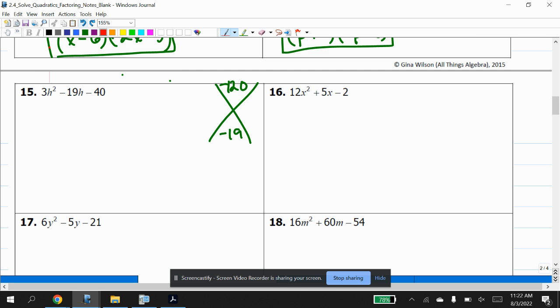Because I'm thinking what multiplies to be 12? 6 and 2. So that could be 6 and negative 20. But if I do a positive 6 and a negative 20 as my pair, that adds to be negative 14. Really close, but not the right ones. Okay? So we need to try something different.